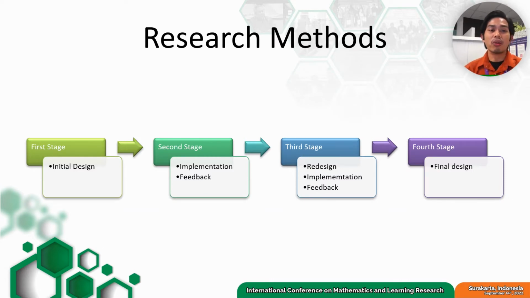To achieve this goal, we conducted 4 stages of design development from the initial design to the final design. In between, we implemented each design. As you can see, there are 3 designs: the initial design, the revised design, and the final design. Also, we collected quantitative and qualitative feedback from students to improve the design. And since the focus of this study was on the student activities and interactions, we did not analyze the student academic achievement.